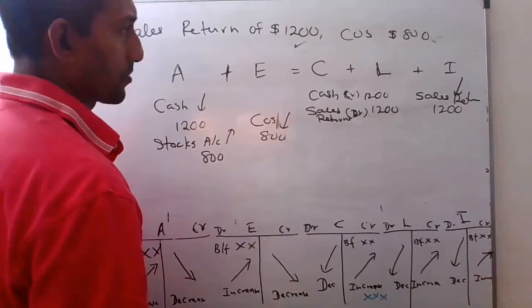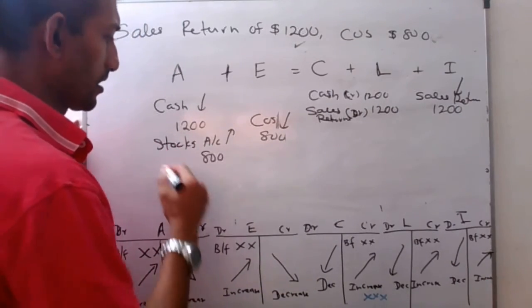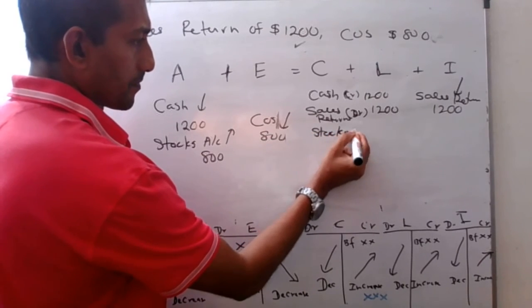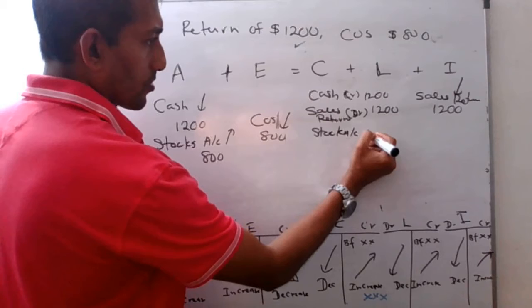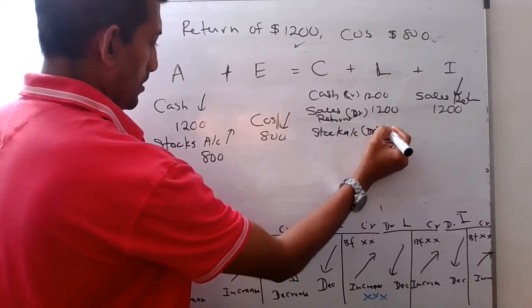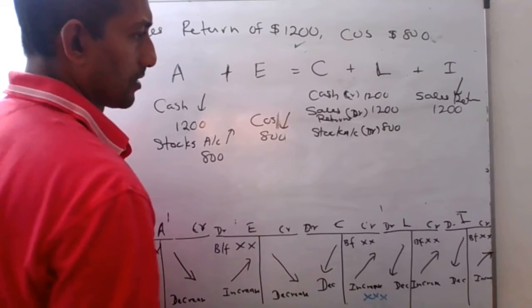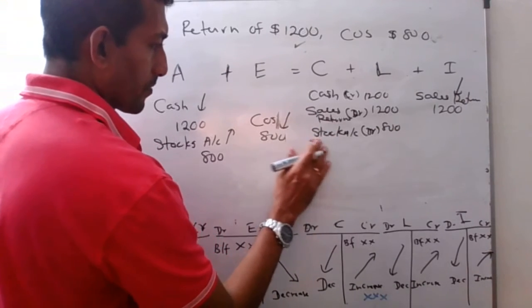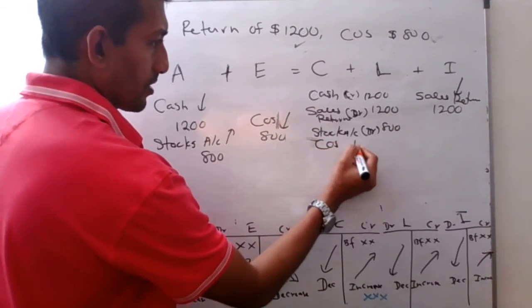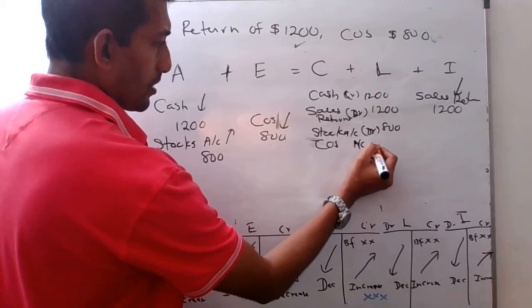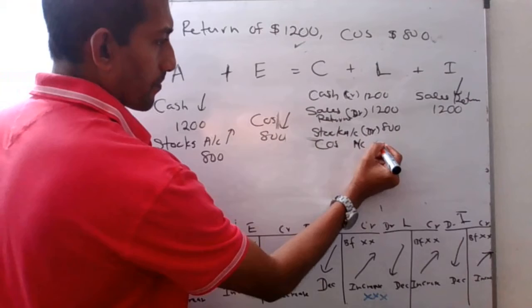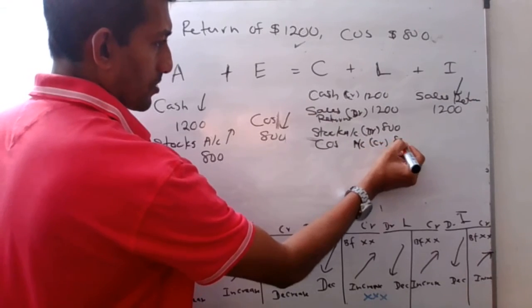That we reflect 1200, and the cost of sales stocks is increasing, so we debit 800. At the same time, when the cost of sales is reducing, you need to credit the cost of sales.